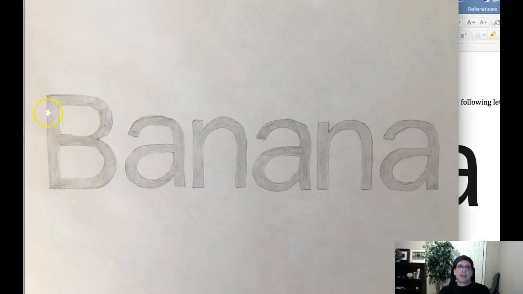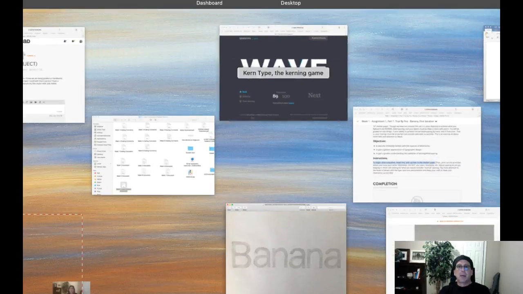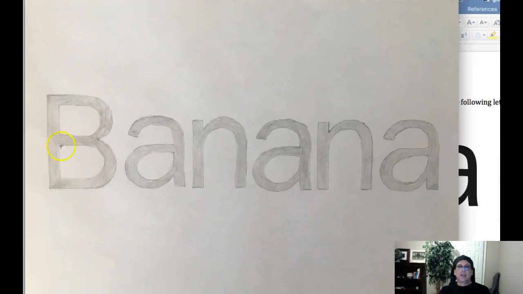The tonality is not quite there. I would recommend using a softer lead in your pencil so we can get a little darker contrast, so we can really see the nuances of the optical relationships associated with Franklin Gothic. So try that. And also, I'm going to talk about letter spacing now, or kerning, and why it's important.